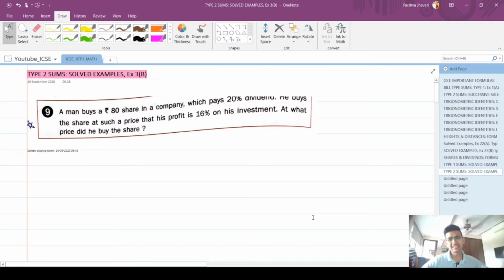We'll be studying shares and dividend lecture number 3. I think this will be the final lecture for shares and dividends. We'll be looking at some new types of sums, I call them the type 2 sums, which will help you solve exercise 3B very simply. In a nutshell, if you don't have time to do the entire exercise, just do this video properly and you'll be ready for the entire shares and dividend chapter, provided you did formulae part 1 and the video part 2.